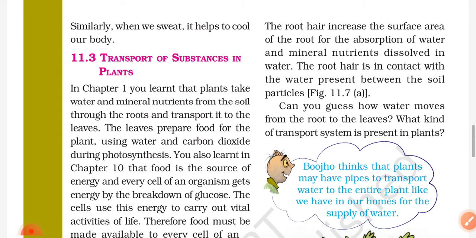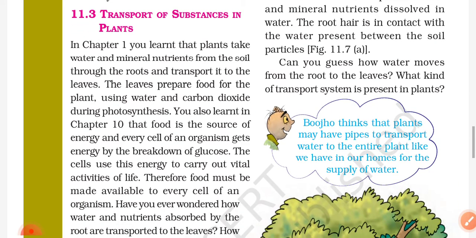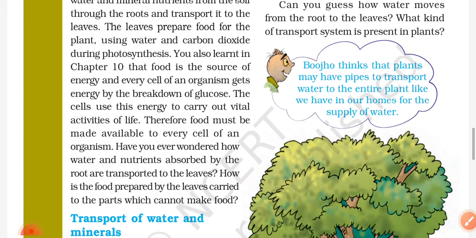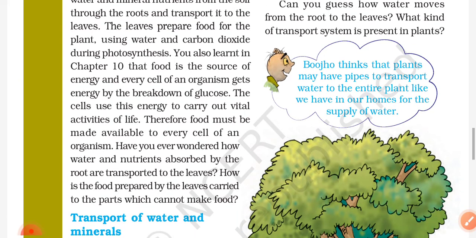Transport of substance in plant. In chapter 1, you learn that plants take water and minerals nutrients from the soil through the roots and transport it to the leaves. The leaves prepare food for the plant using water and carbon dioxide during photosynthesis. You also learned in chapter 10 that food is the source of energy and even cells of an organism get energy by the breakdown of glucose.